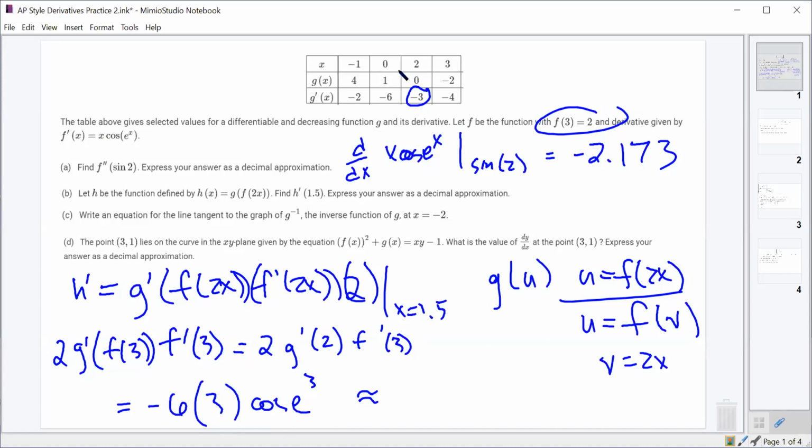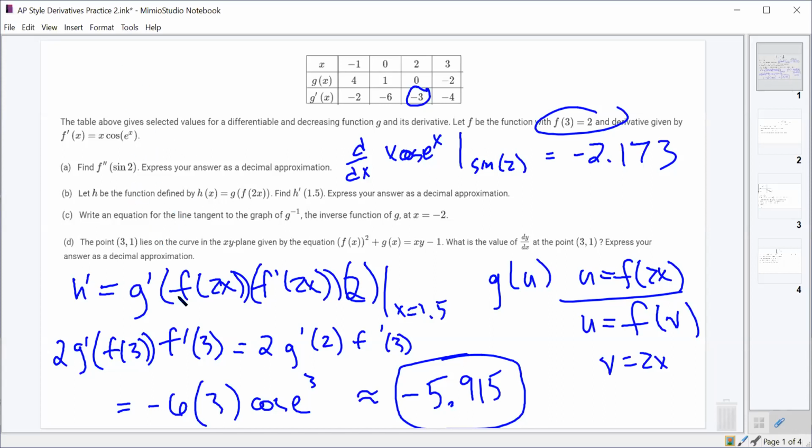Negative 5.915. Negative 5.915. Does that sound good to everybody? Yeah. Yes. Perfect. Any questions on part B? No? Okay, let's move on to part C.